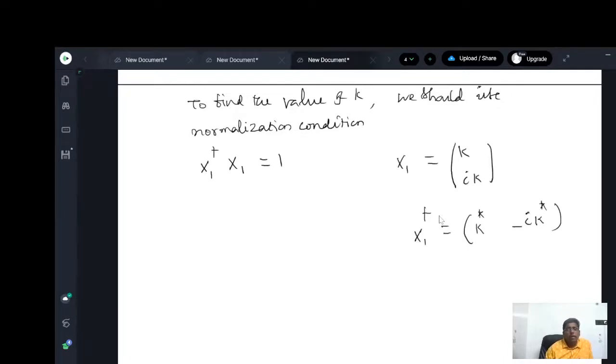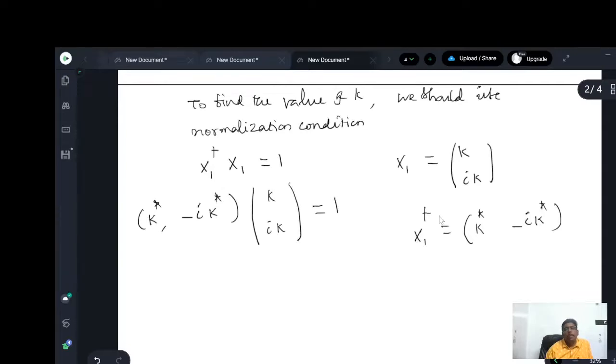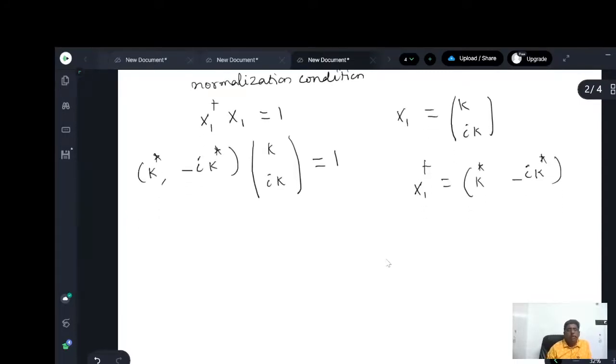Now apply this condition, k star, minus i k star, this is X1 dagger, and the value of X1 is this much, k, i k, is equal to 1. Now simplify, k into k star, k square, i into i, i square, minus 1, minus 2, minus plus, so another one, k into k star, k square, which is equal to 1. 2k square is equal to 1, then k square is equal to 1 by 2, k equal to 1 by root 2. This we have taken positive root alone.